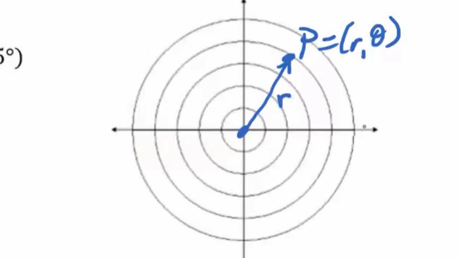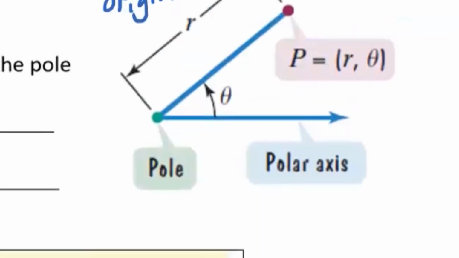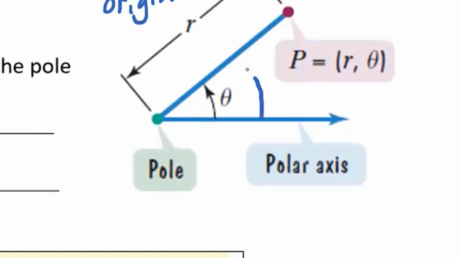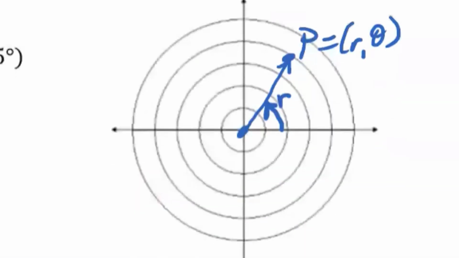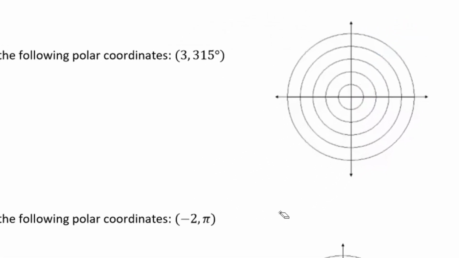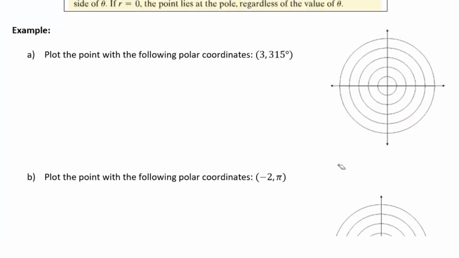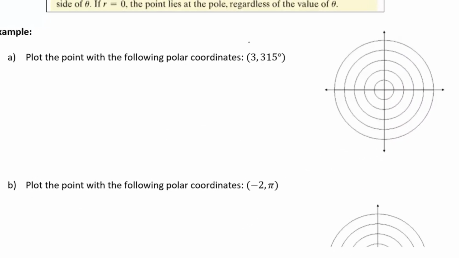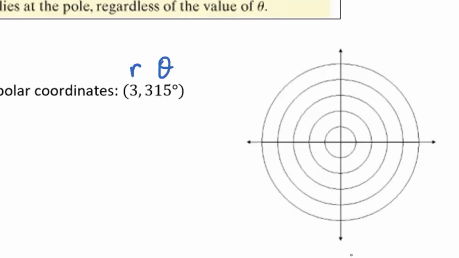Well, theta is always measured from the positive side of the x-axis to the terminal side of that ray that goes through the point P, just like normal. So it's measured from the polar axis to the ray that goes through P. It can be measured in degrees or it can be measured in radians. It doesn't matter. So in this example, we're just going to plot the point (3, 315 degrees). 3 is our radius r, and 315 is our theta.